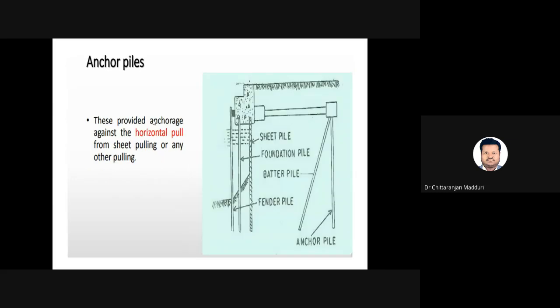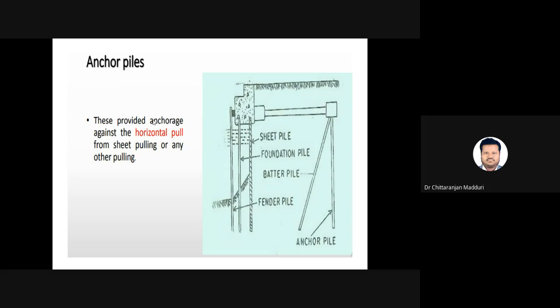Another pile is the anchor pile. The objective of the anchor pile is to anchor ships and boats. After reaching the destination, the ships and boats are anchored to a pile. That pile is known as an anchor pile. These are provided for anchorage against the horizontal pull from sheet piling or any other pulling.